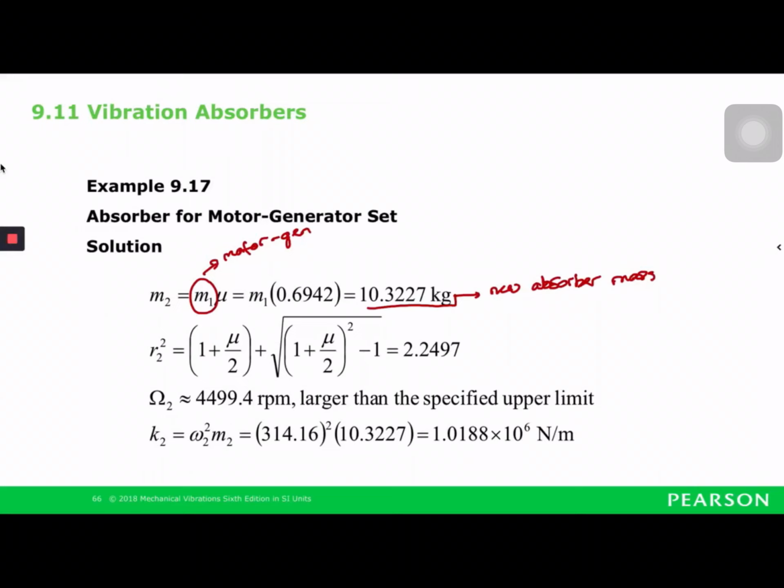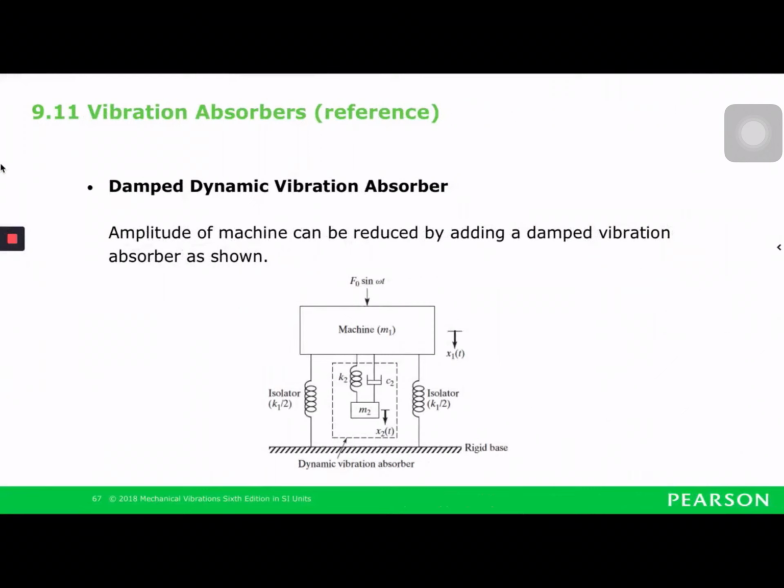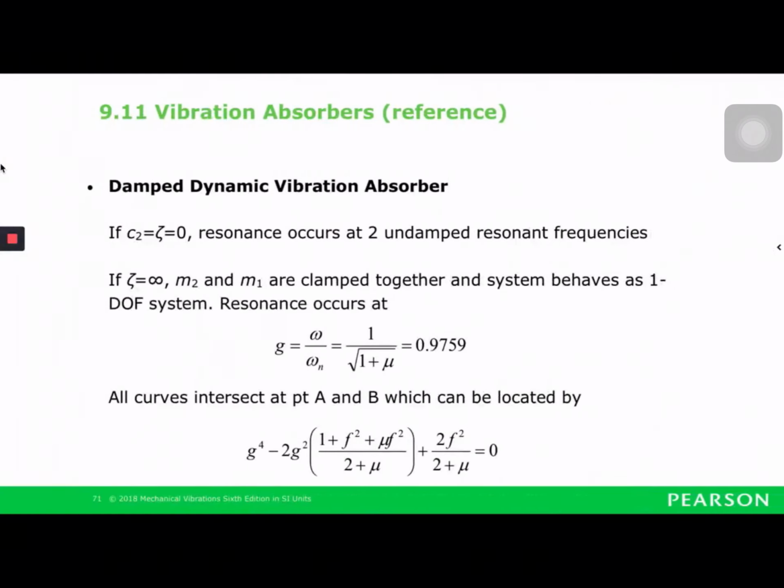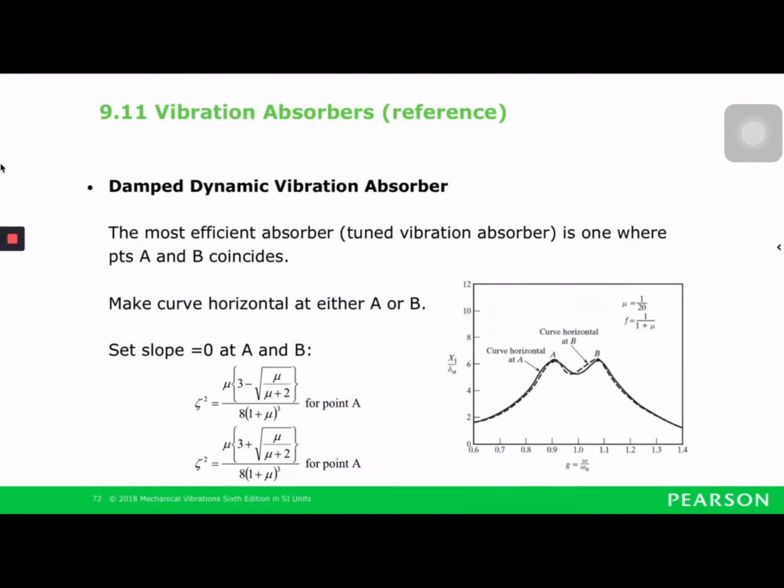What this means is that the natural frequency falls, or basically you will have a much broader range of operating conditions that you can use for this motor generator set without coinciding with the natural frequency. Okay, so this is the dynamic vibration absorber. This is just as a reference, you can take a look if you want. This is a bit more complicated than the undamped dynamic vibration absorber.